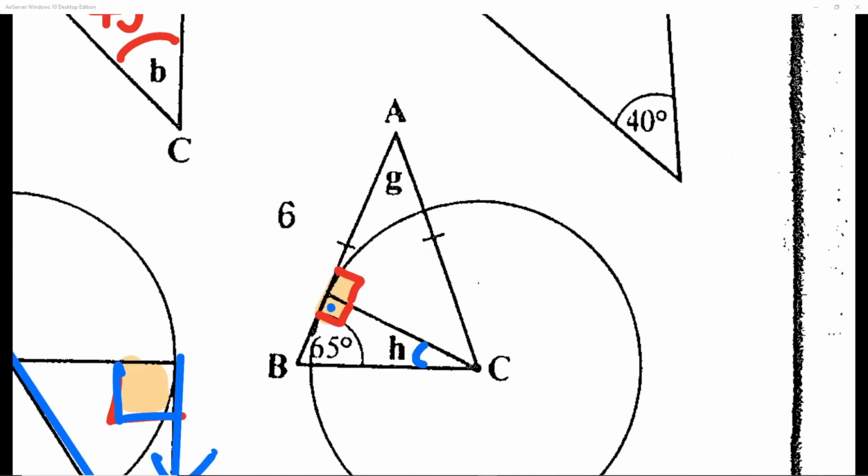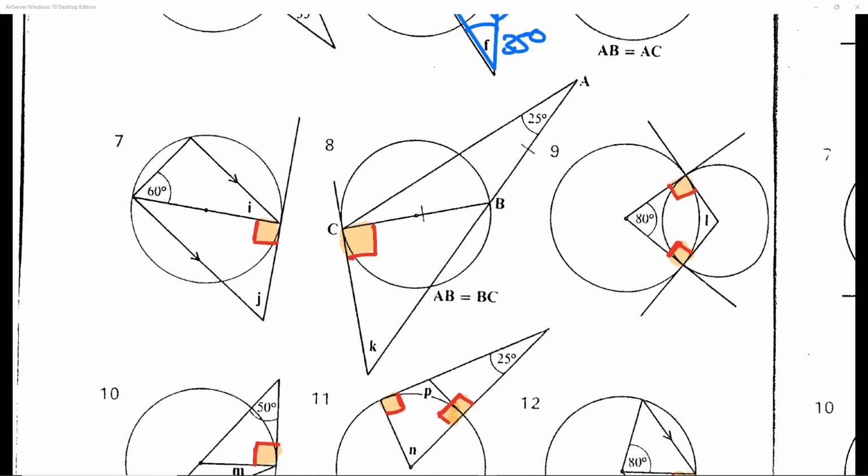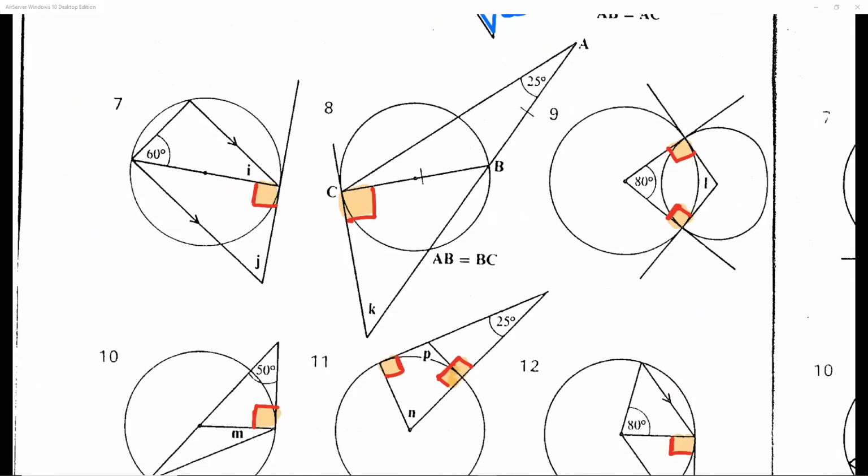So this one will be 25. Fair. And then this one will be 40. Yes? Because it's isosceles triangles, all right? So this line is equal to this line, which means these two angles are equal. So 40, 25, 65, 65 is 130. So G will be 50. Okay, next one. That's 9.